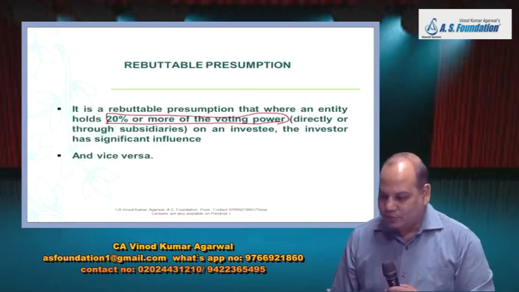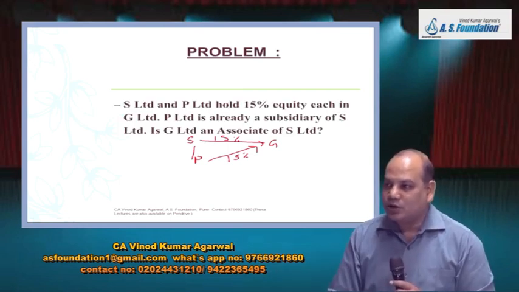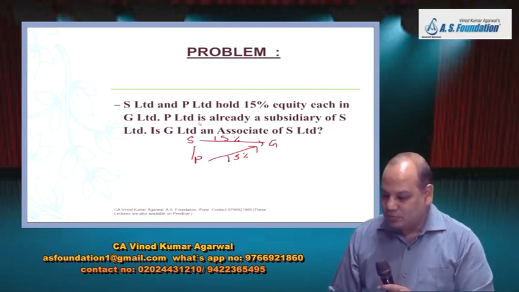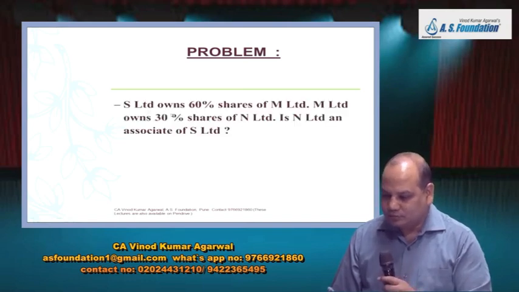Now see the definition of this 20%. If you are directly or indirectly through a subsidiary holding more than 20% share in voting power, then it is presumed that there is a significant influence unless proved otherwise. So you have to write the answer that S Limited plus its subsidiary P Limited together hold 30% share in G. It will be presumed that there is significant influence unless proved otherwise.